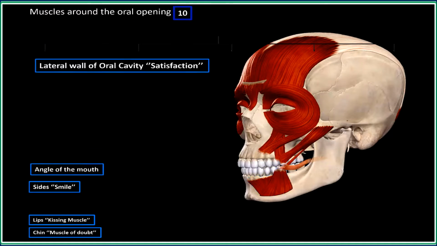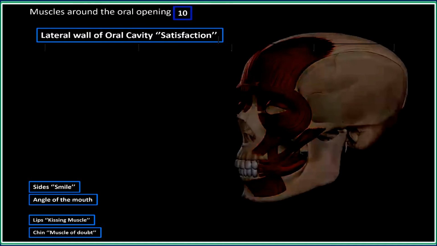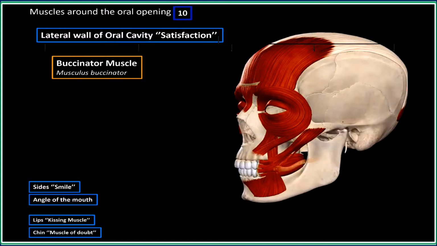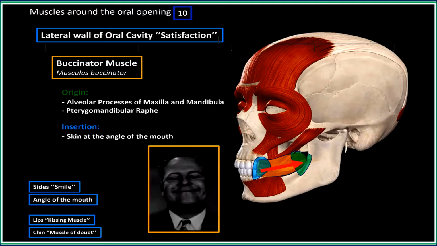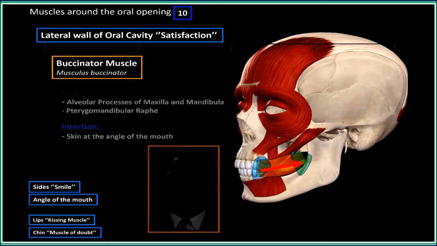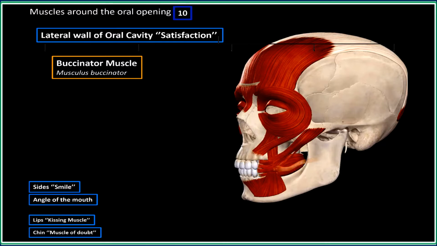Next, we have a muscle located on the lateral wall of the oral cavity, called the buccinator muscle, which is located here. This muscle originates from the alveolar processes of the maxilla and the mandible, as well as the pterygomandibular raphe, located back here, and they insert at the skin of the angle of the mouth. And when this muscle contracts, it pulls the angle of the mouth laterally, forming a facial expression of satisfaction, as you see here. So that is the buccinator.